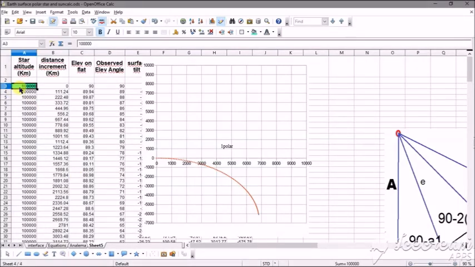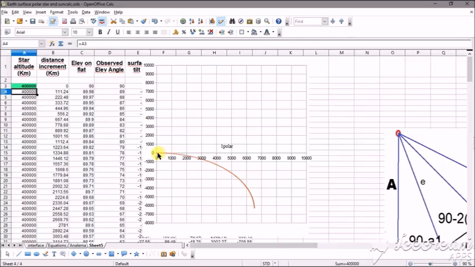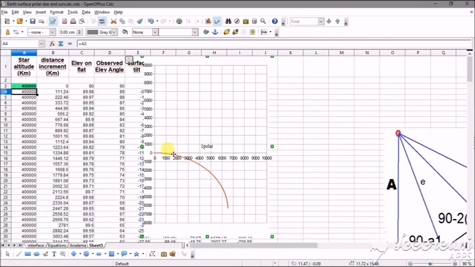Let's try the moon, which I think is 400,000. So this is how it would look. Let's try 1 million. 1 million kilometers. A star at 1 million kilometers would produce this result. But oh damn me, I forgot to scale the charts. So let's go back to the moon distance and scale the chart. Now these are squares, almost squares.